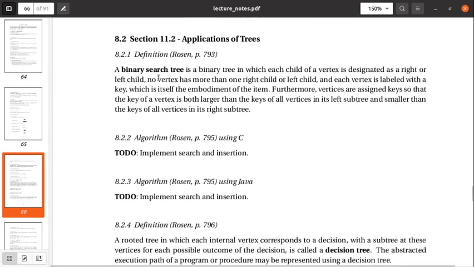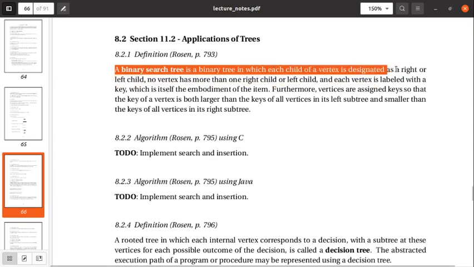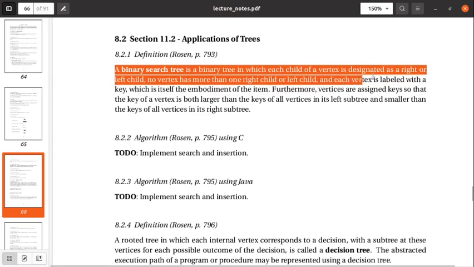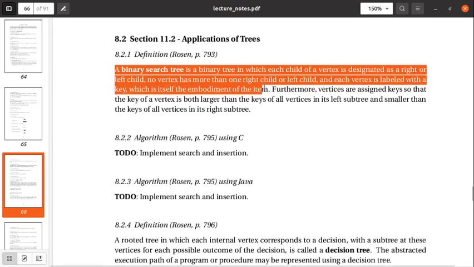Okay, so applications. A binary search tree is a binary tree in which each child of a vertex is designated as a right or left child. No vertex has more than one right child or left child, and each vertex is labeled with a key which is itself the embodiment of the item. Right? If we had a binary search tree and we were storing strings or words, then the key would be the word itself. If we were storing numbers, then the number would be the key itself, right? So that's what we mean when we say the embodiment of the item.